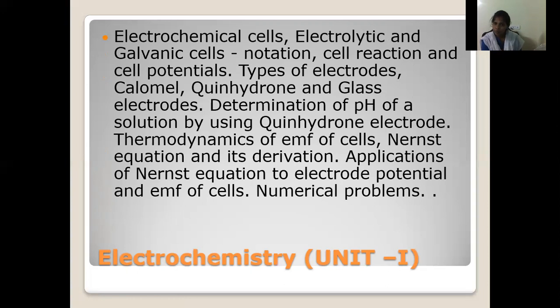Second unit is water chemistry and corrosion. Third unit is polymer chemistry. And fourth unit is fuel chemistry or engineering fuels or chemical fuels. And the last unit is green chemistry and composites. These are the 5 units.